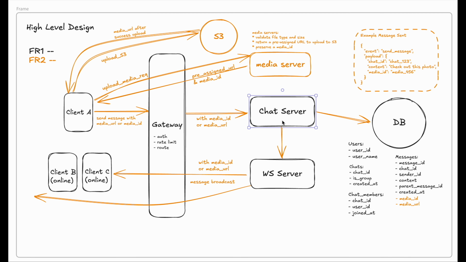And similarly, the chat server will figure out the WebSocket server to talk to, asking it to pass this message to the online recipients, one being user B and one being user C, with the media ID and the media URL. And this message will be broadcast to them.